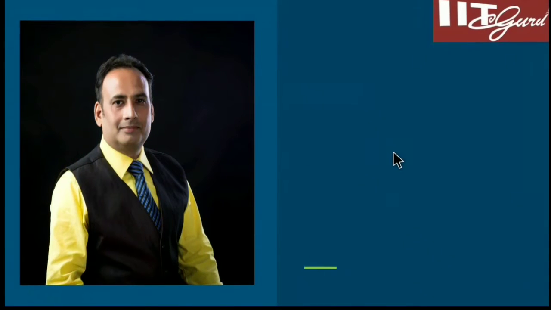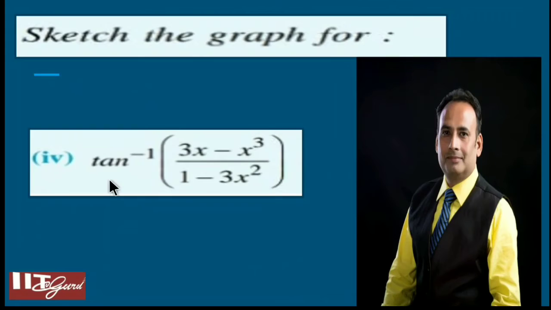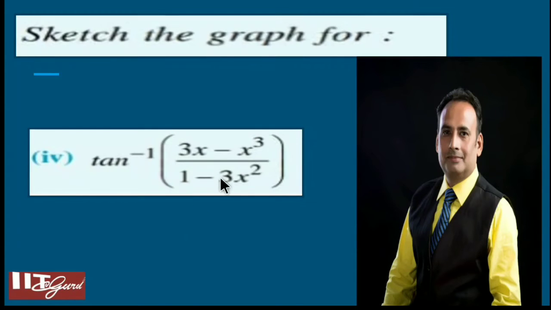The fourth part was analogous to the formula for tan 3θ, that is f(x) equal to tan inverse of (3x minus x cube) upon (1 minus 3x square). Let me define this, and we'll draw the graph by evaluating the domain and range, and later we'll go through some more illustrations in this lecture.